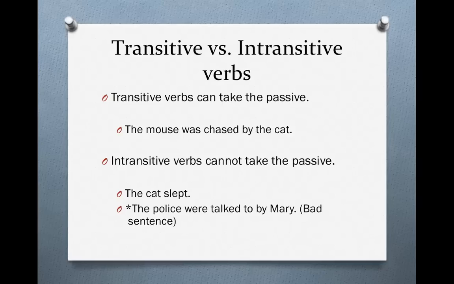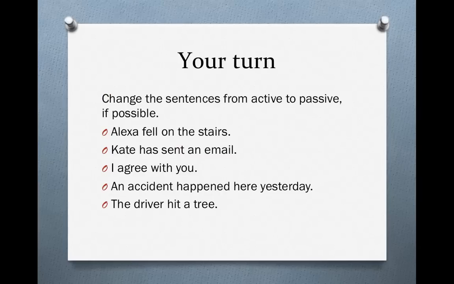The same with the second sentence. Mary talked to the police. If we said, the police were talked to by Mary, that's a terrible sentence. It's very bad. We would not say that in English. It's very, very odd. Because of that preposition. There's a preposition after the verb. So the police is not a direct object. So we cannot move it to the front of the sentence. So we cannot change this sentence to the passive. It must stay active.